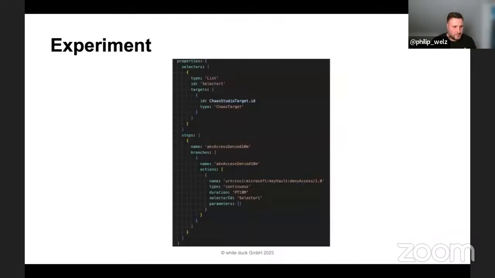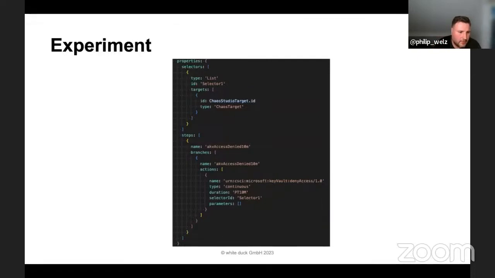Next slide, please. Here is the Bicep code for the experiment. On the slide, you define the chaos target with the ID. In this Bicep, the steps are an array, and within them there is also an array of branches. That means you can configure more.